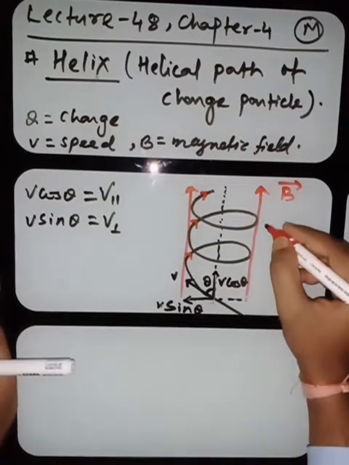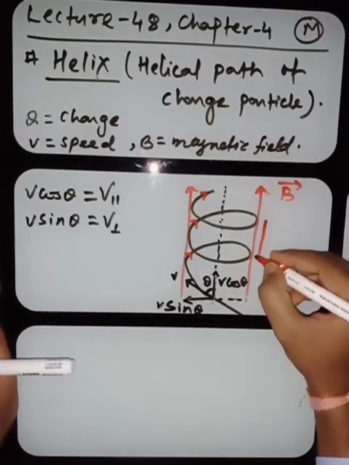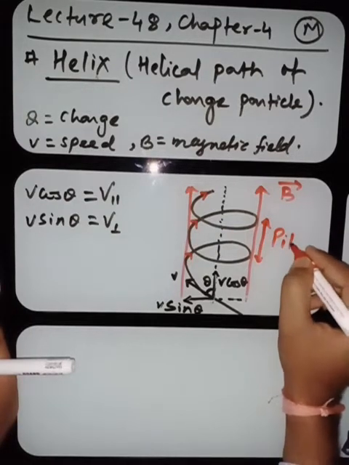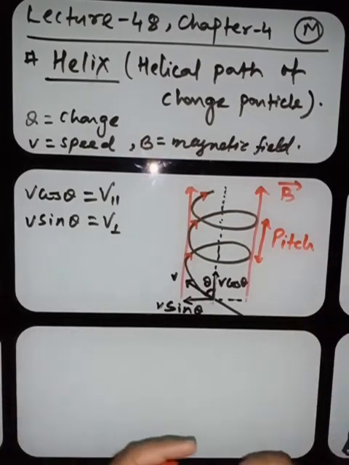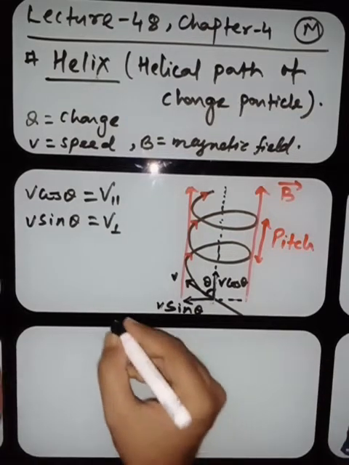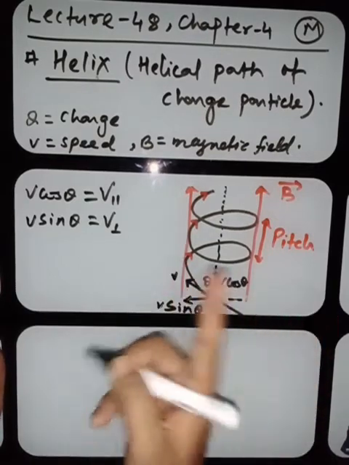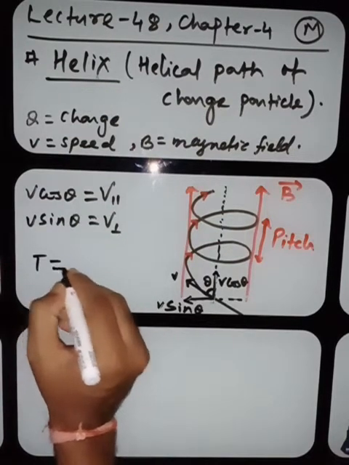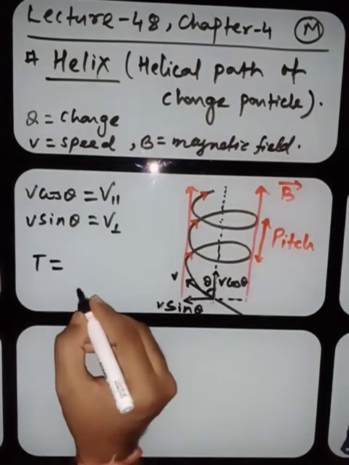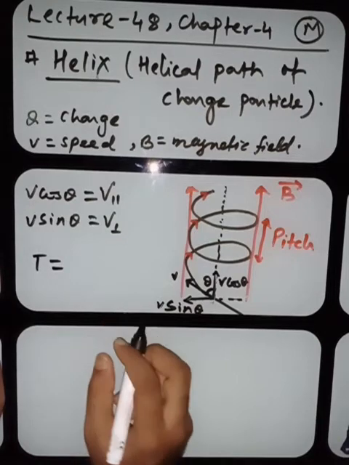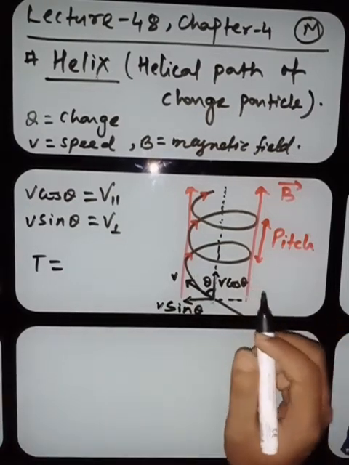Now, my dear students, while completing one rotation, it covers this much distance, and this distance is called the pitch. This is the pitch that we have to find. But before that, we will write the time period to complete one rotation. Here, students, we know that time is distance by speed, so let the radius made by this charged particle be r.